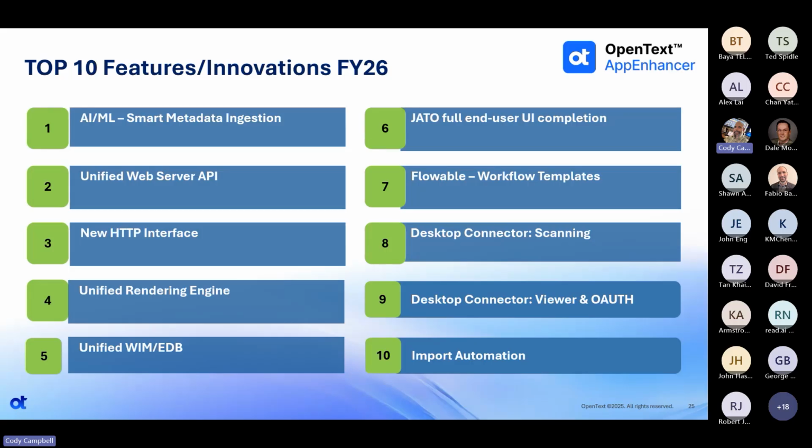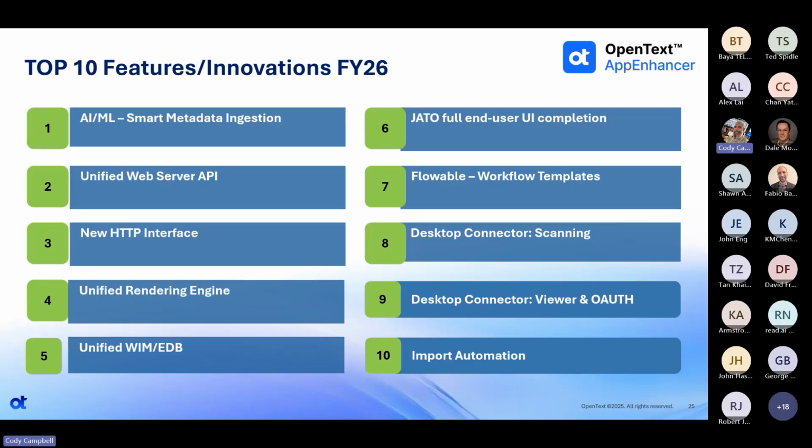The same with WIM and EDB, simplify, unify, to take a lot of the old antiquated technology stack out from under and rebuild as .NET Core. We're doing that next year. The JATO engine, the full completion of that UI is happening next year. The flowable engine, building out the templates that I talked about, not just the integration, but having customer-facing capabilities in the UI, that's happening next year.